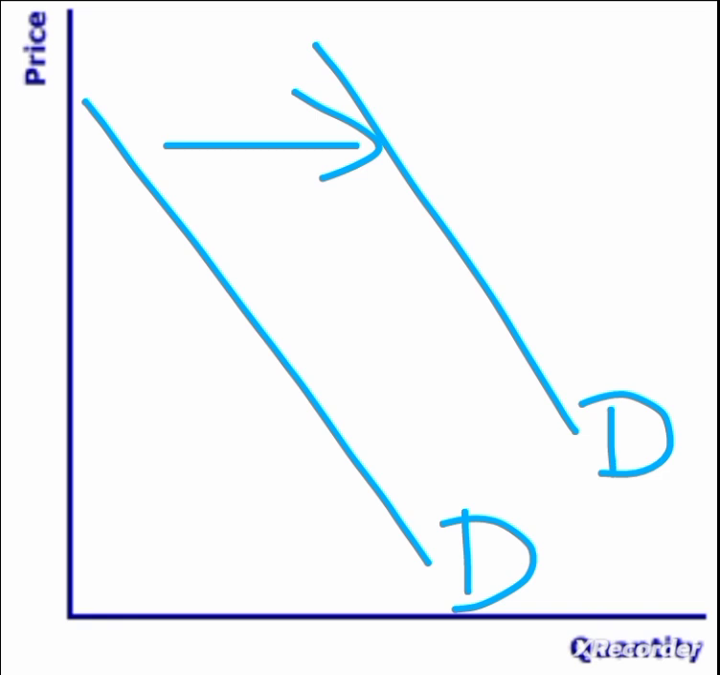If your demand curve, just important to number the demand curve, if your demand curve shifts in to the left, the opposite has happened. Maybe your income has gone down, or tastes have shifted away from that good towards another good.